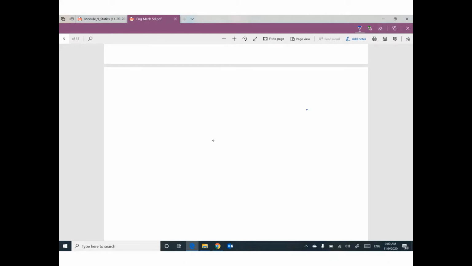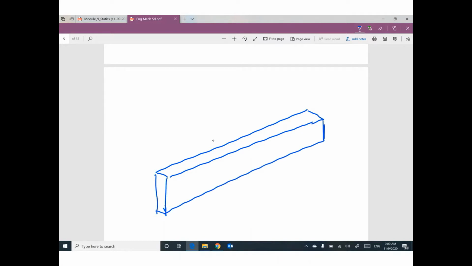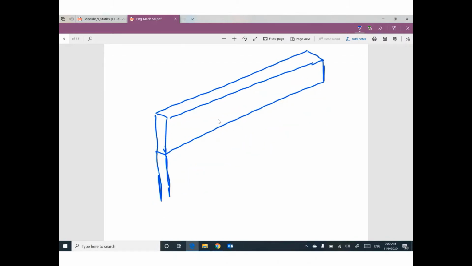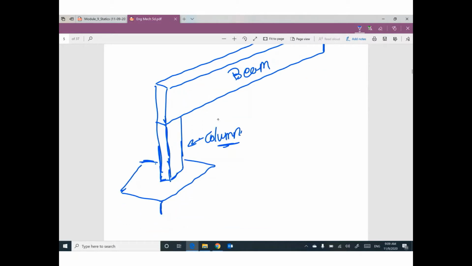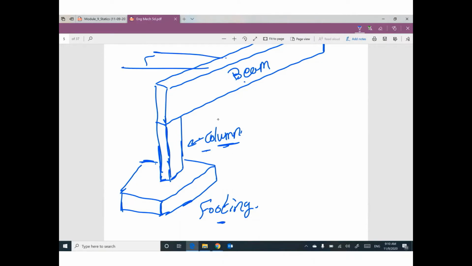Just to make it easy for you, in the construction of any building, we construct something called a beam. This beam in real life is supported by columns. We have beam and we have column. And this column is supported by a foundation, which is footing. If you would like to construct a building, you will construct first the footing, then a column, then a beam, then the floor slab. I don't care about all of this stuff. My concern is this beam.